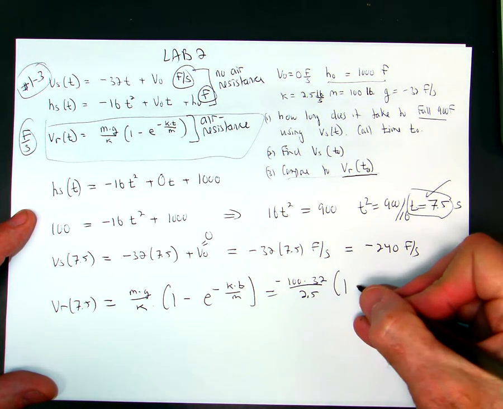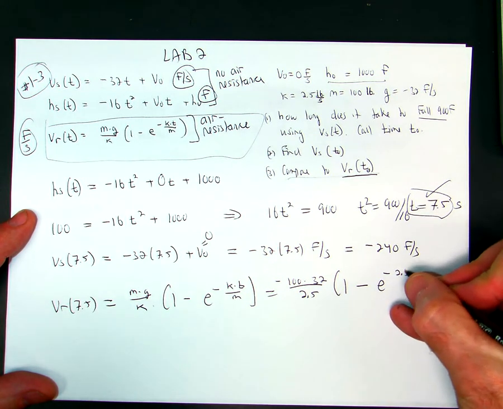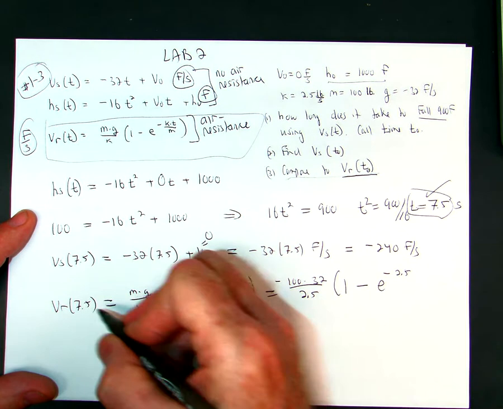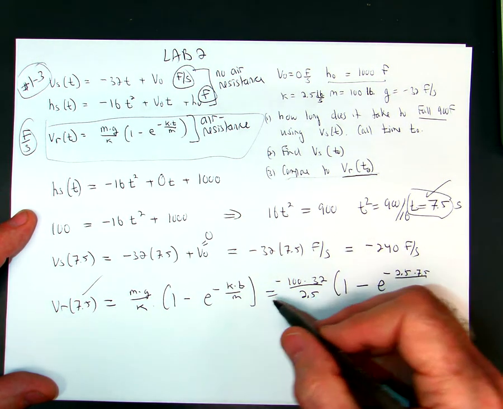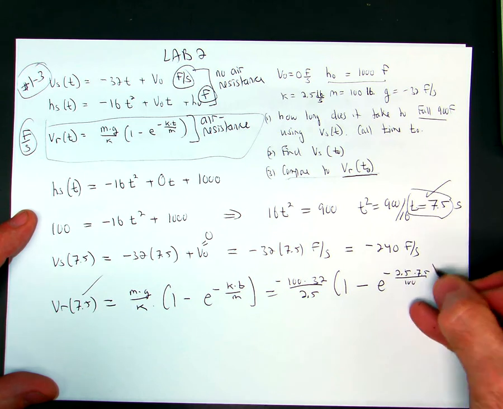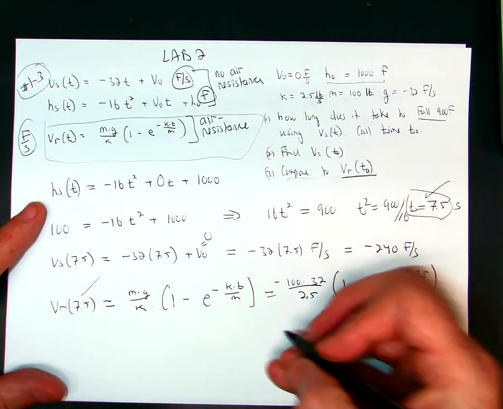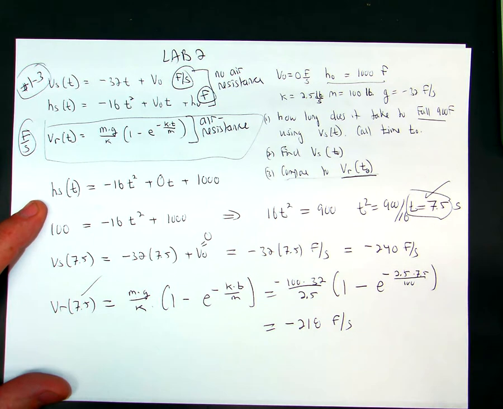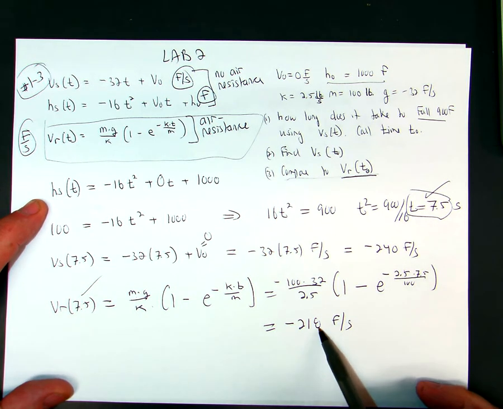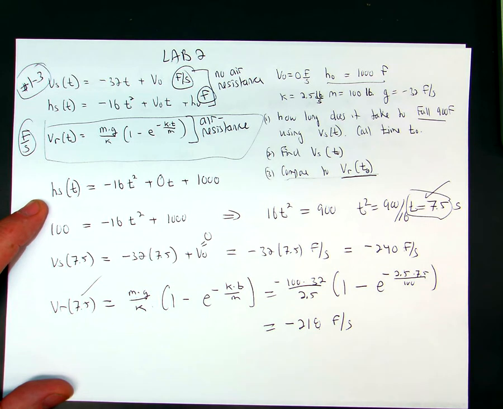So 1 minus e to the minus 2.5 times t, with t being 7.5, divided by the mass, m, which is 100. So I put this in, I crank this out, and I look at my calculating sheet where I did all this work, and what I get here is minus 218 feet per second. So air resistance has slowed this down compared to this model. And the more we fell, the more you'd see the effect of air resistance.